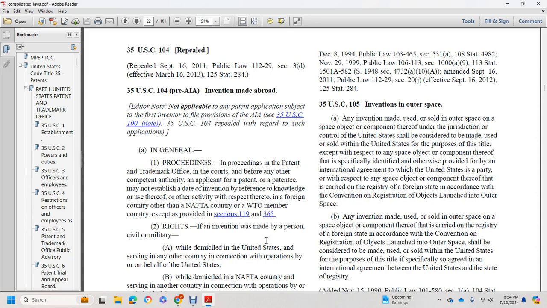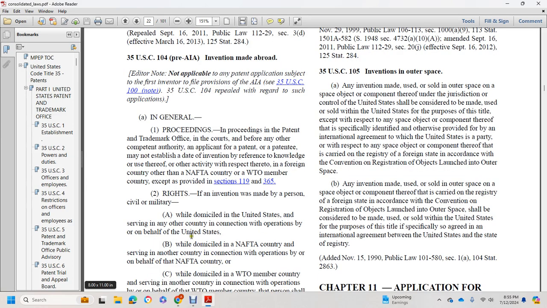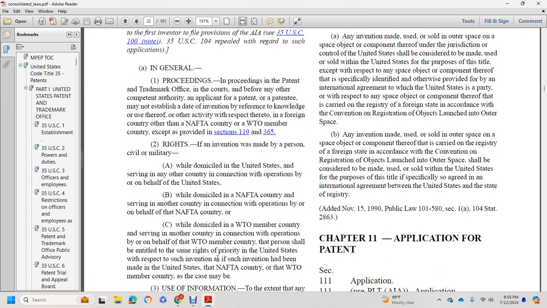In general, in proceedings in the Patent and Trademark Office, before any other competent authority, an applicant or patentee may not establish a date of invention by reference to knowledge or use or other activity with respect thereto in a foreign country, other than a NAFTA country or WTO member country, as provided in section 119 and 365, except where the invention was made by a person, civil or military, while domiciled in the United States and serving in another country in connection with operations by or on behalf of the United States, domiciled in a NAFTA country and serving in another country in connection with operations by or on behalf of that NAFTA country, or domiciled in a WTO member country and serving in another country in connection with operations by or on behalf of that WTO member country, and by persons entitled to the same rights of priority in the United States with respect to the invention.